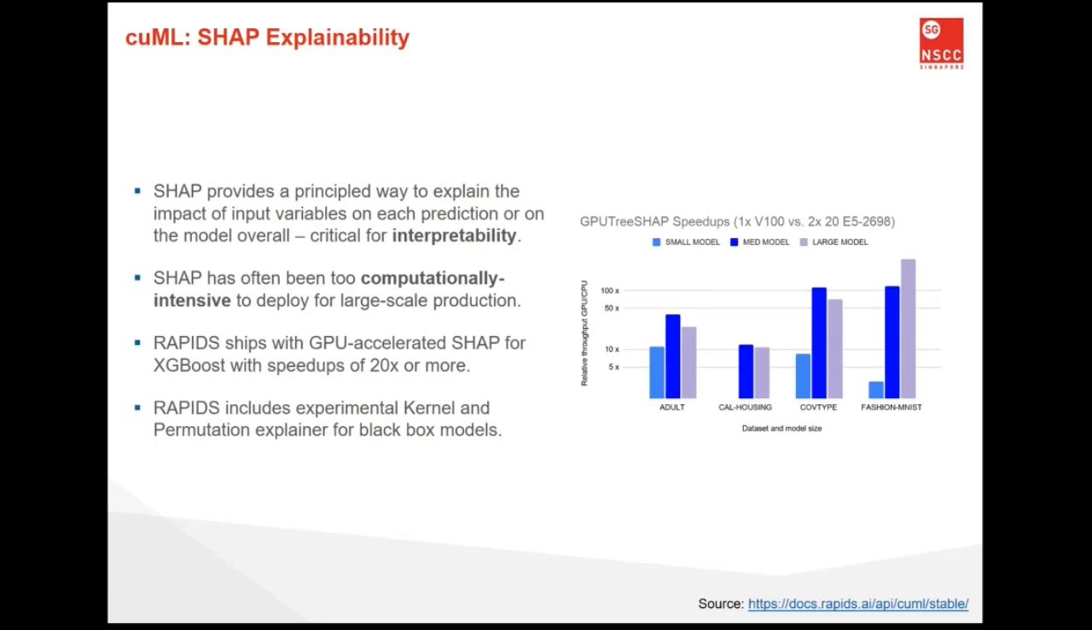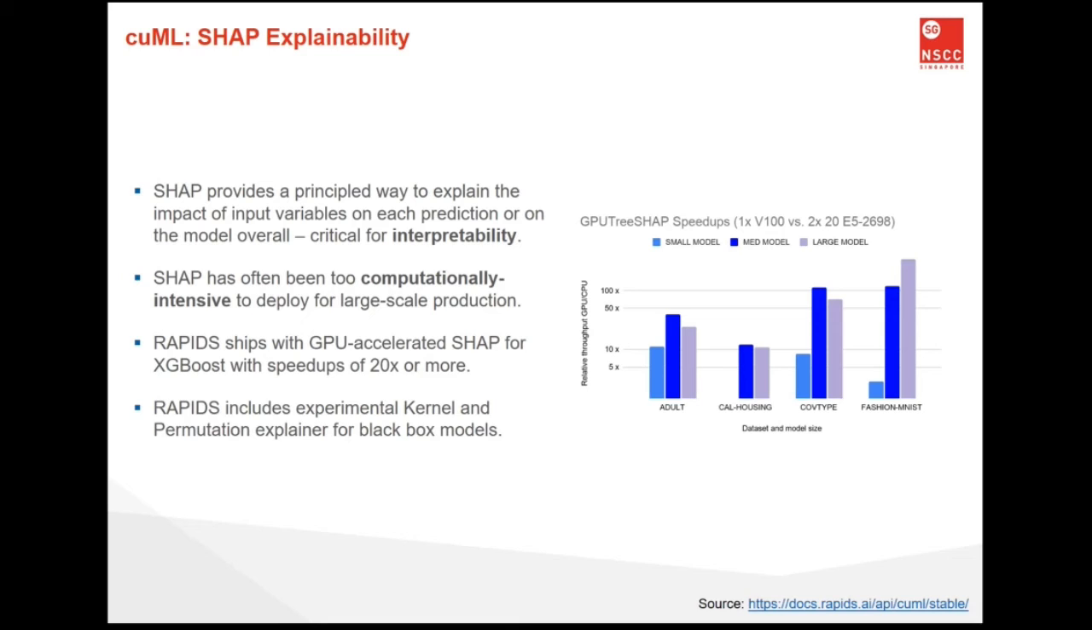However, in many cases, data scientists have avoided SHAP, as it could be computationally expensive, especially if we want to deploy it in large-scale production. Now, with GPU-accelerated SHAP, a single GPU can compute explanations 20 times faster than a 40-core CPU node, and the speedups grow even greater when analyzing interactions.